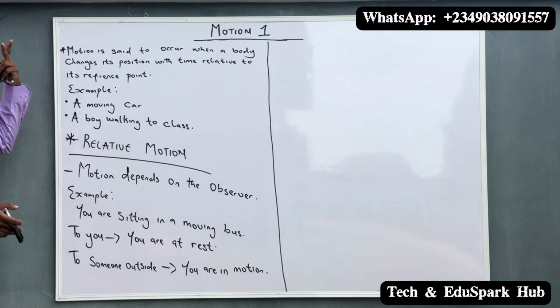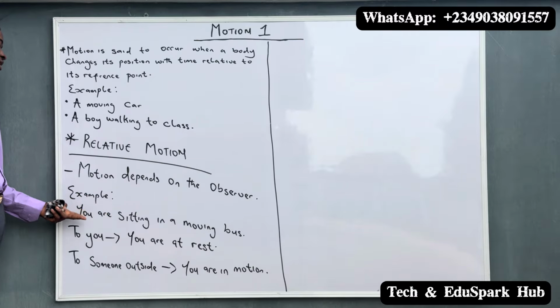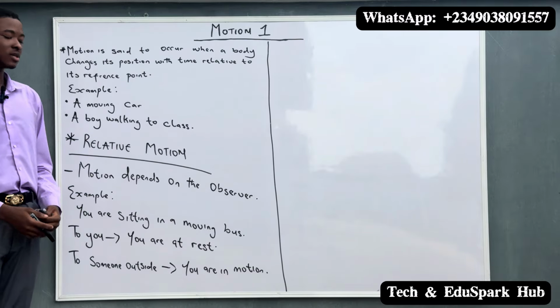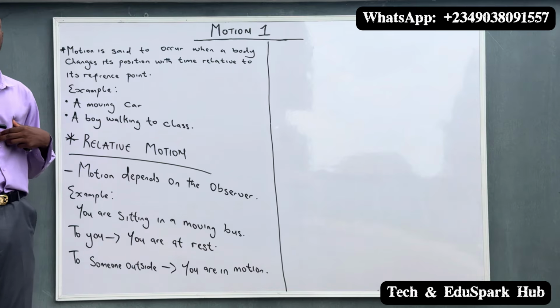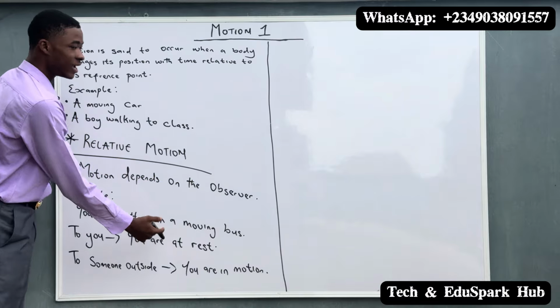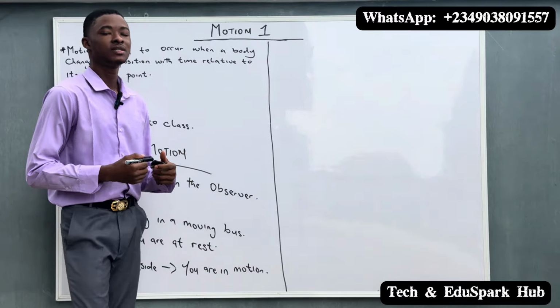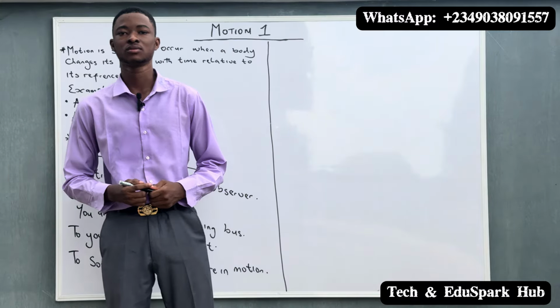It is a type of motion that depends on the observer. So we have an example. We said, let's say you are sitting in a moving bus. So to you, while you are sitting, you are at rest. So that is your own perspective. But to someone outside, which is the observer, it means you are in motion. And this is the way relative motion works. So let's look at the formulas of relative motion.